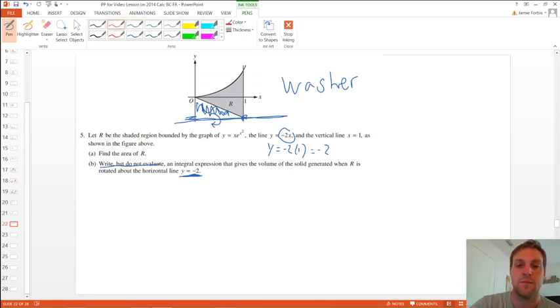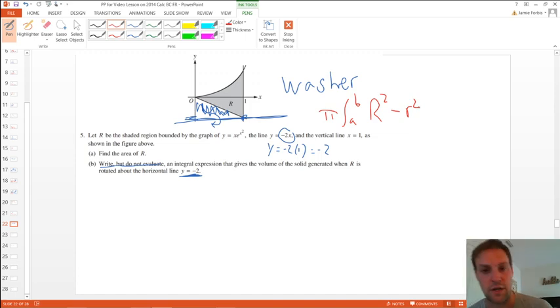It's still pi r squared, so pi integral a to b of your bigger radius, your outside radius, squared. I'm going to call that capital R squared, minus lowercase r squared. So it's the bigger radius squared, subtract the smaller radius squared, dx. So in the context of this problem here, I'm setting it up.